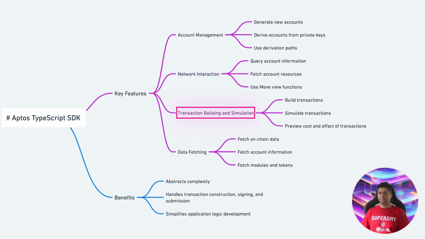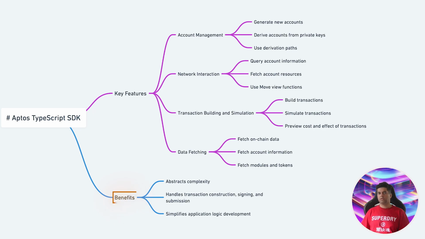Transaction building and simulation. One of the most powerful features is the ability to build and simulate transactions. This allows you to preview the cost and effect of a transaction before actually submitting it. Data fetching. The SDK provides a variety of methods to fetch on-chain data, including account information, modules, and tokens. One of the great things about this SDK is that it abstracts away a lot of the complexity of interacting with the blockchain. It handles things like transaction construction, signing, and submission, making it much easier for you to focus on your application logic.